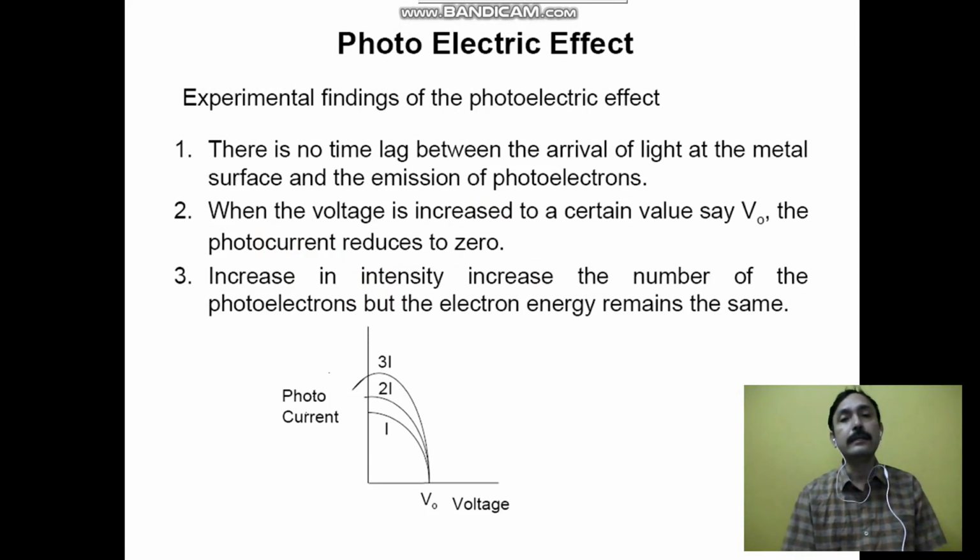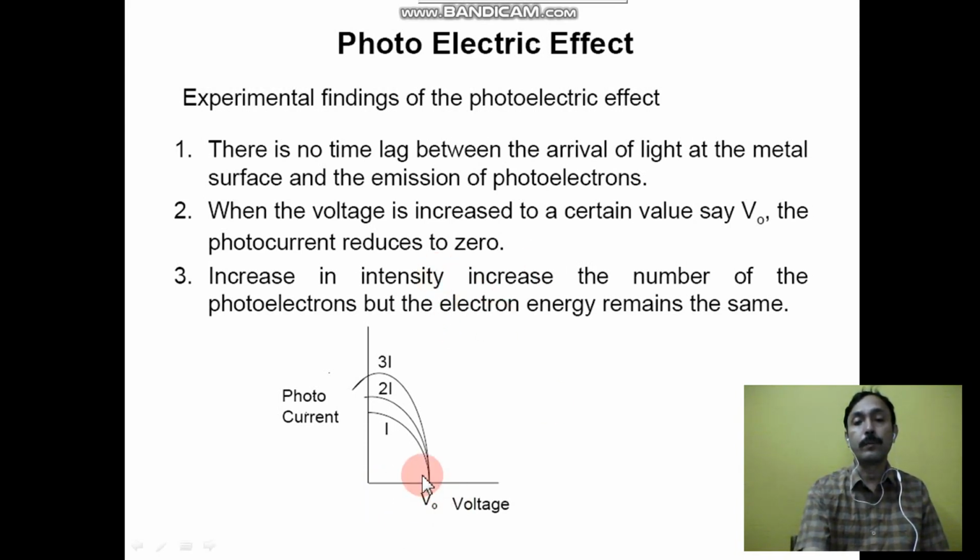Now, experimental findings of the photoelectric effect. Number 1, there is no time lag between the arrival of light at the metal surface and the emission of photoelectrons. Number 2, when the voltage is increased to a certain value, say V0, the photocurrent reduces to 0, that is stopping potential. This is always in reverse bias, already I have discussed in the previous slide. Increase in intensity increases the number of photoelectrons, but the electron energy remains the same.